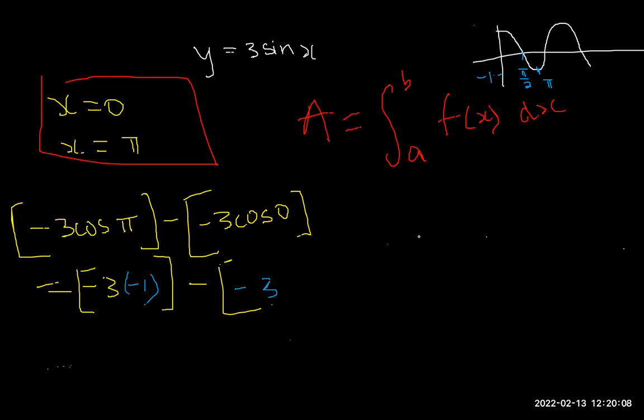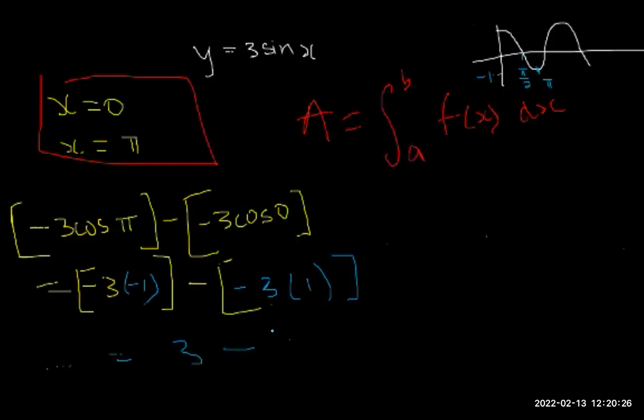Minus 3 cos of 0. What's cos of 0? 1. So 3 minus minus 3 is going to give me 6.